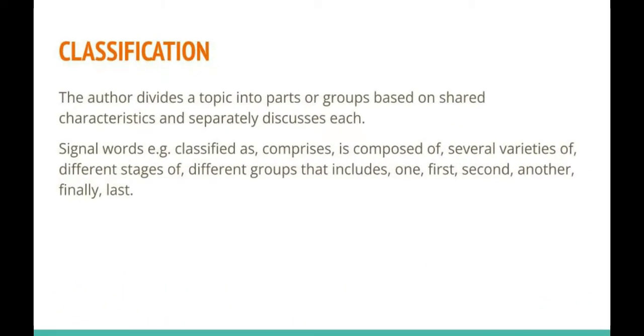Next, we have classification. It is also called division or categorization. In this kind of paragraph, the author divides a topic into parts or groups based on shared characteristics and separately discusses each. So if you find a main idea that states, for example, classified as, comprises, is comprised of, several varieties of, grouped into, and the like, you can guess that highly likely the main idea is developed using classification. The supporting details will describe or explain the category or class.